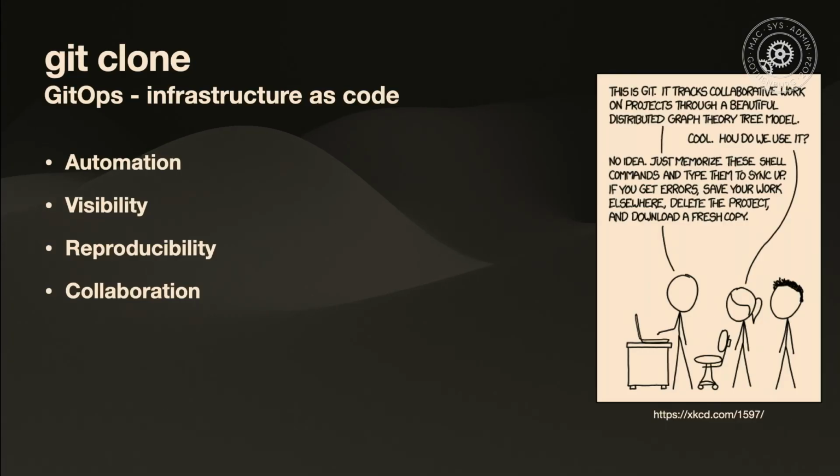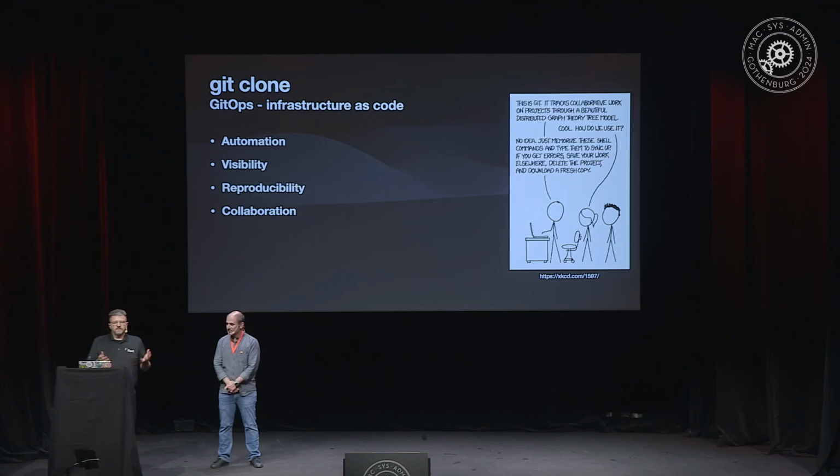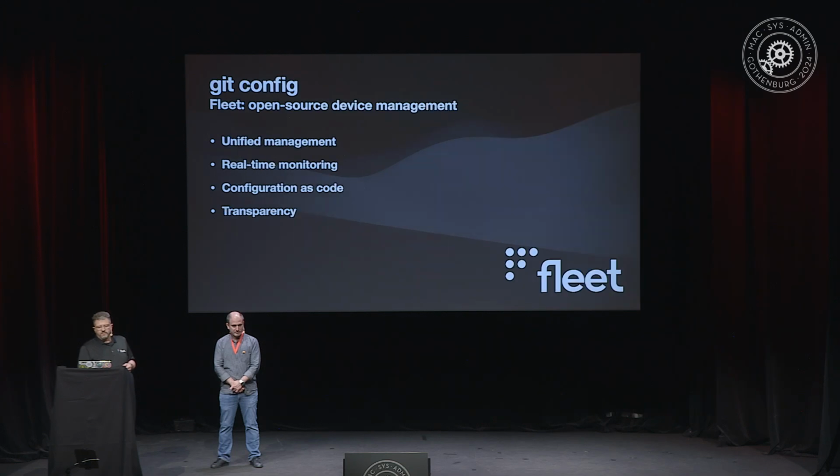So the requisite XKCD cartoon is here about Git. But GitOps is essentially a methodology that uses Git repositories as the source of truth for managing your infrastructure. And this is often referred to as infrastructure as code. By using Git as that single source of truth, we're able to automate deployments and updates through version-controlled configurations, and this enables consistent, reproducible deployments. And in the long run, it simplifies the management of our device fleets and just helps make sure that everything stays consistent and traceable.